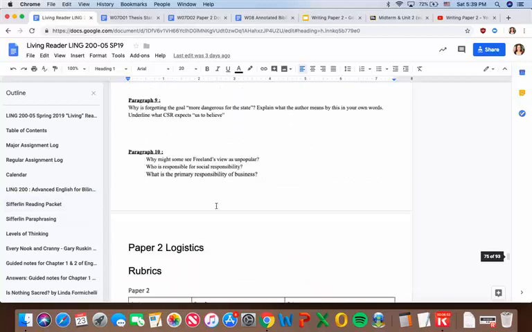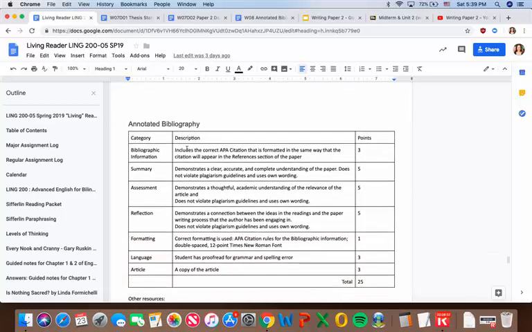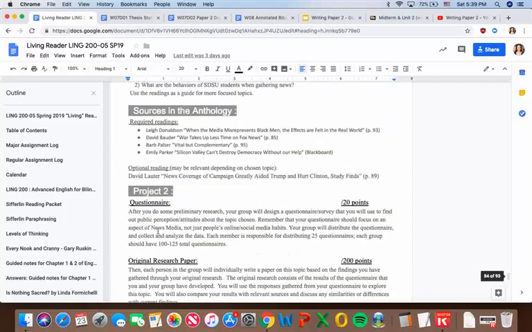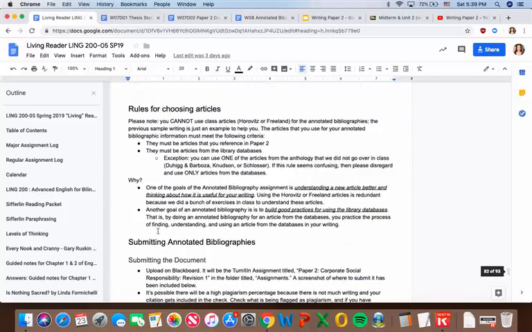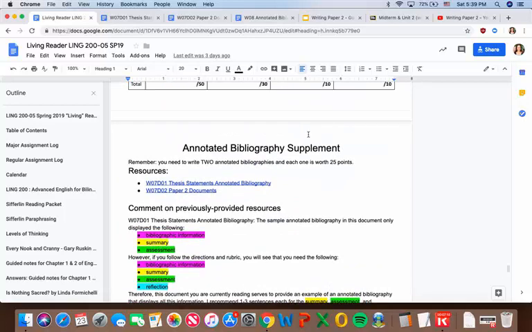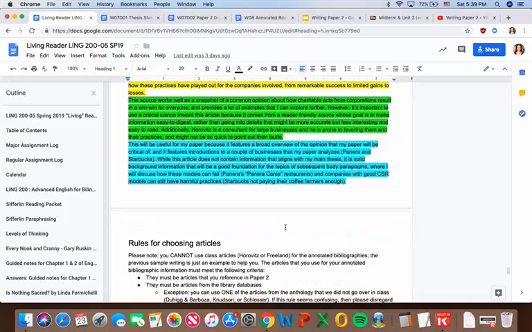I'm going to keep scrolling down, see if we can find it, and sure enough, I scrolled down until we could find the annotated bibliography rubric, and here we are, and we can see those different points and how they add up. Let's keep scrolling, and then let's see, we can go until we get to the annotated bibliography supplement. So we can see that's here. We've got all that information. It's going to help us understand how to write that annotated bibliography.